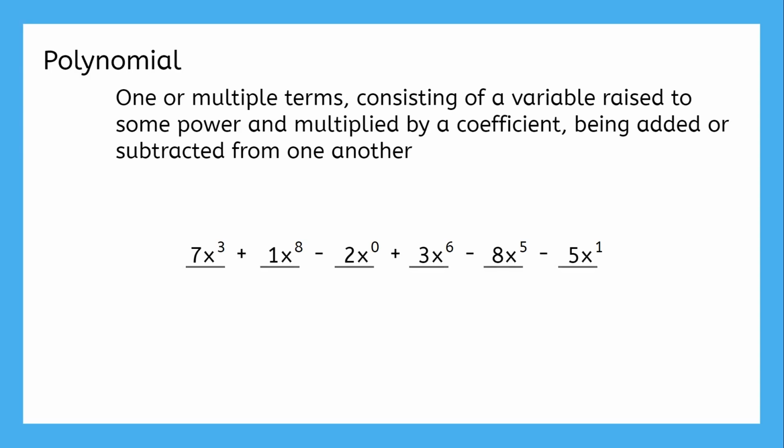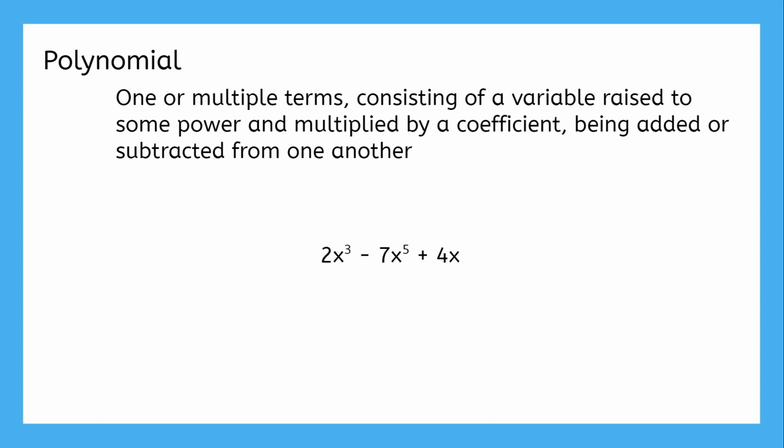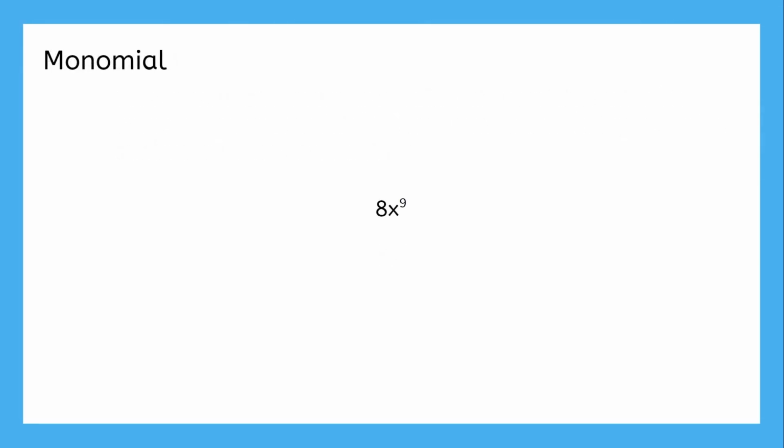Oh, okay. So this would be an example of a polynomial. Or this. Or even this. Actually, a polynomial like this one has a very special name. It's called a monomial. Mono means one. So a monomial is a polynomial with only one term.